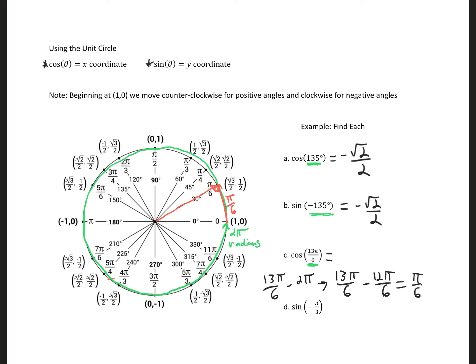We want to know what is the x coordinate there, since we're asked about cosine. That would be negative square root of 3 over 2.